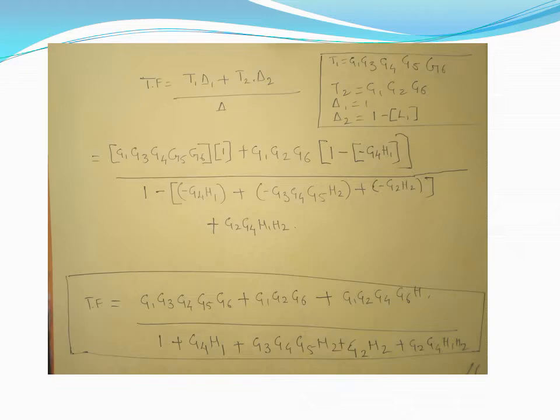So the total transfer function is given as G1 G3 G4 G5 G6 plus G1 G2 G6 plus G1 G2 G4 G6 into H1, divided by 1 plus G4 H1 plus G3 G4 G5 H2 plus G2 H2 plus G2 G4 H1 H2. So this is the total transfer function of the problem.